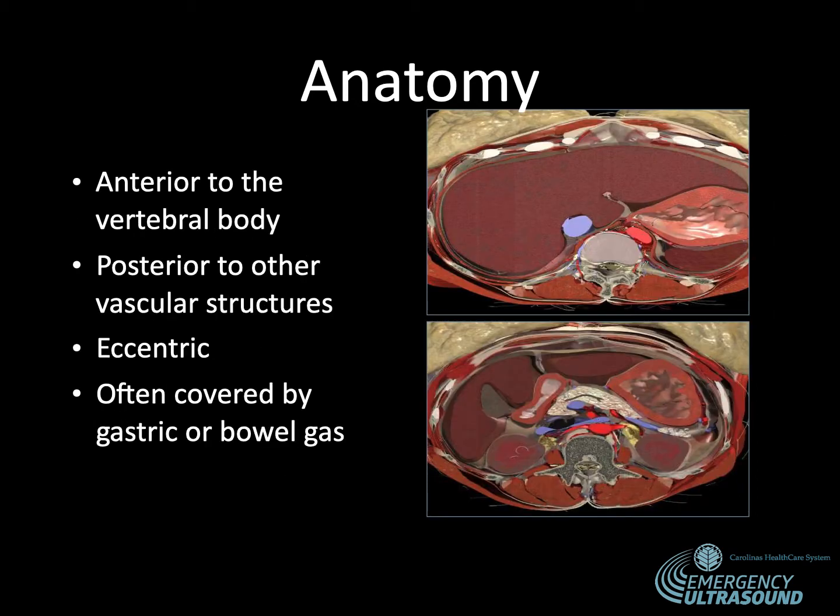The abdominal aorta lies just anterior to the vertebral body, which is a huge landmark that we look for on ultrasound. It's posterior to other vascular structures. It can be eccentric and is often covered by gastric or bowel gas, sometimes obscuring your ability to see it, but there are techniques for working around the gastric or bowel gas.